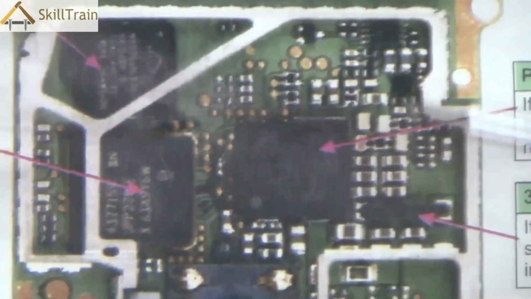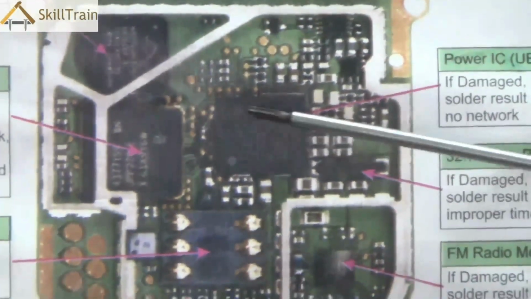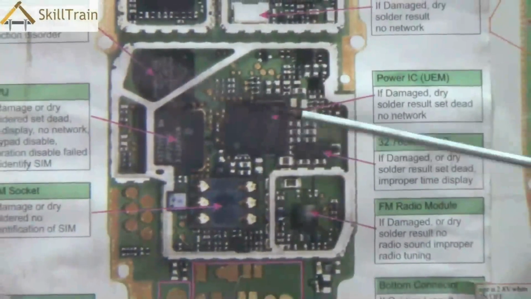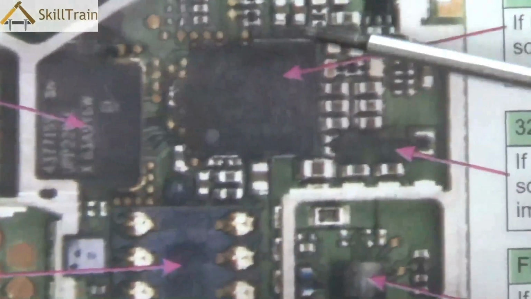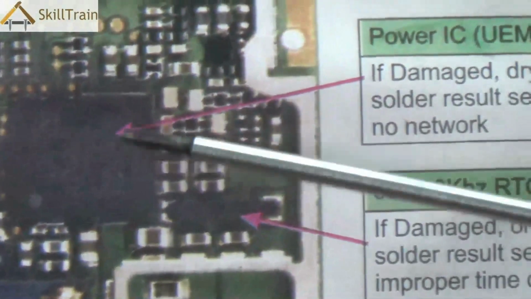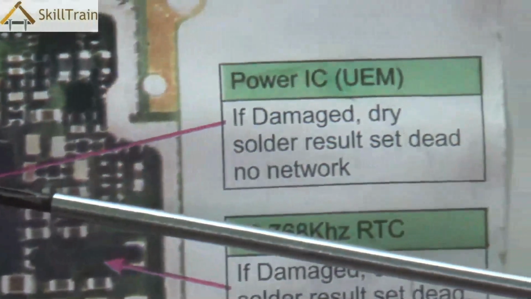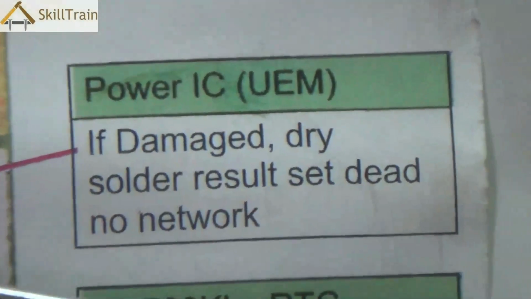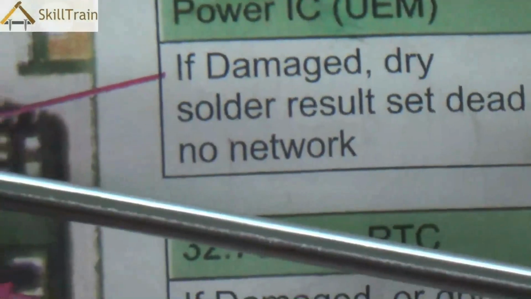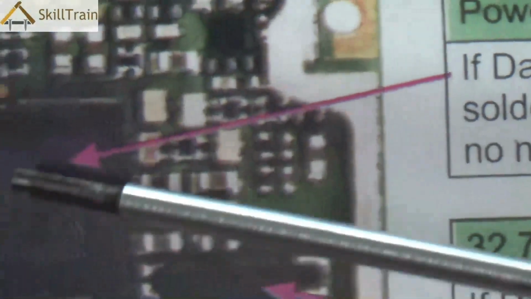Let us now go underneath and understand what the components are here. The first one that you see here is called the power IC. The power IC regulates the power supply to the entire board. So, whenever the power IC is damaged, you will have a problem with the mobile phone. The set could be completely dead, or the network may not be available, because the power IC supplies and regulates the power to different components.